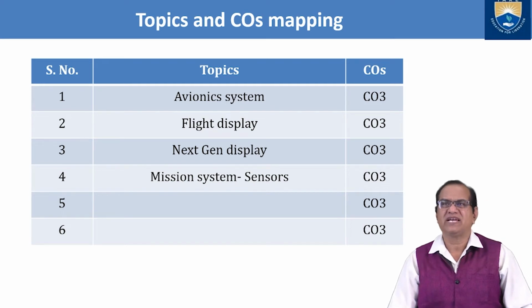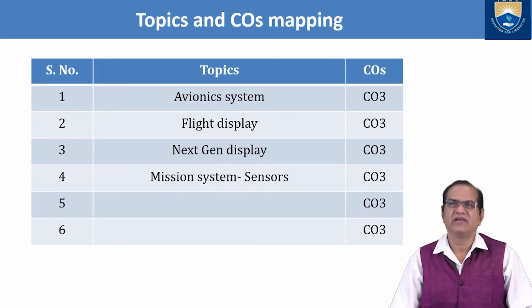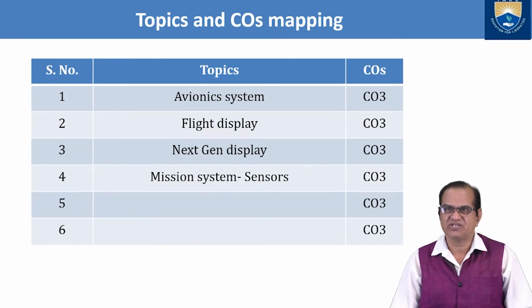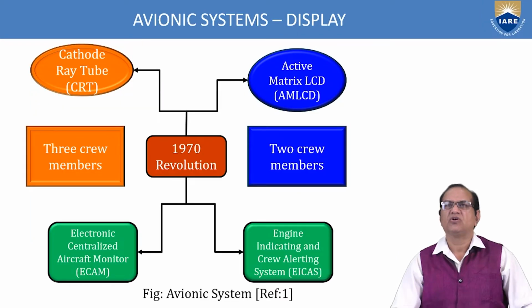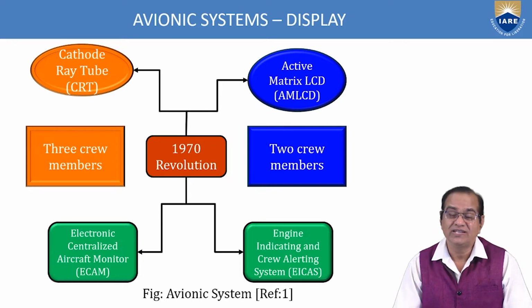So topics and the CO's mapping. Here we have the topics. First one is avionics system. Then we have the flight display system, next gen display system, mission systems, and the different sensors. So avionics systems and the display. Just what are the displays?